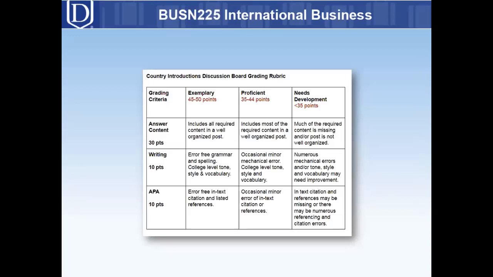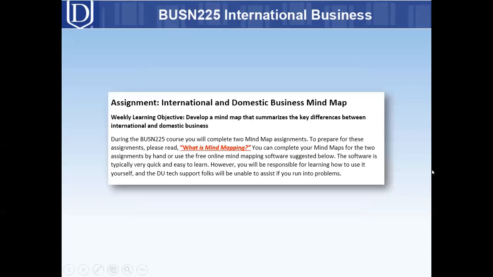Writing. Make sure you check your grammar and spelling. There's a ton of free grammar and spelling checkers. And then APA: error-free in-text citations, list, and references. That's usually where everybody kind of falls down because they think they don't have to put in in-text citations. We do. You're in college.